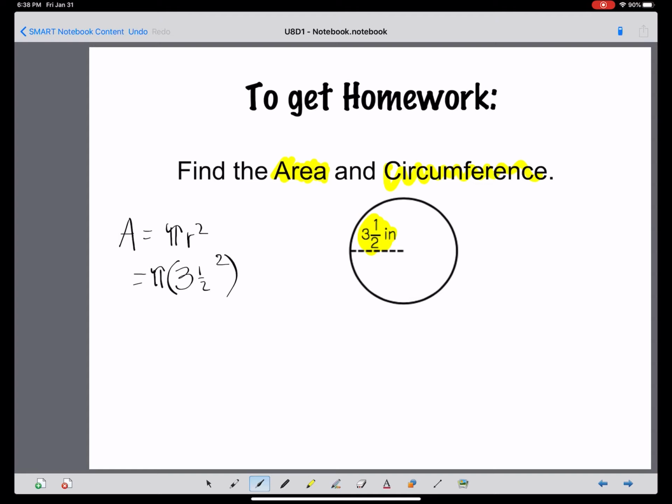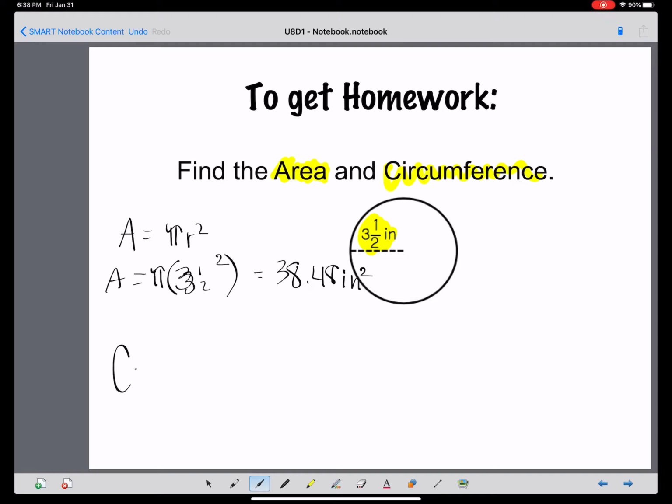Pi, I'm having a hard time finding my button. There it is. Okay, pi times 3.5, and then I'm going to square it, equals 38.48 inches squared, because area is squared.